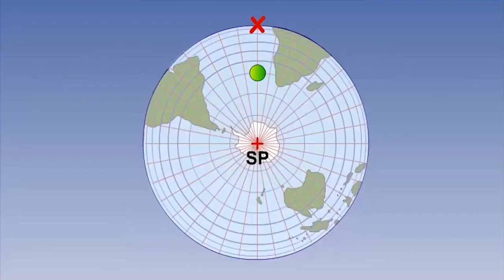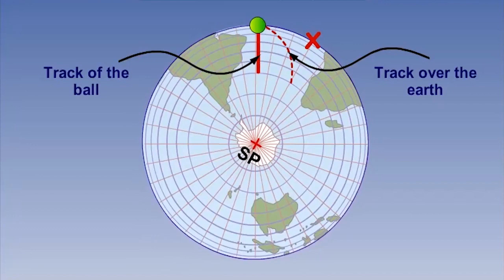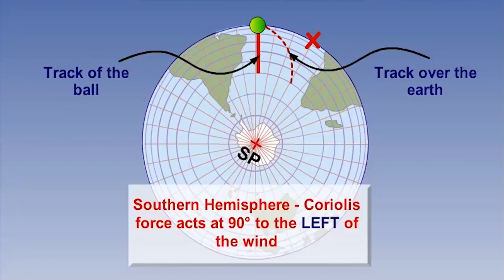In the southern hemisphere, looking down on the South Pole, the effect is reversed. If you watch the animation, you will see the ball this time being deflected to the left of the intended target. So, in the southern hemisphere, we can say that the Coriolis force acts at 90 degrees to the left of the wind direction, causing it to be deflected to the left of its intended track.